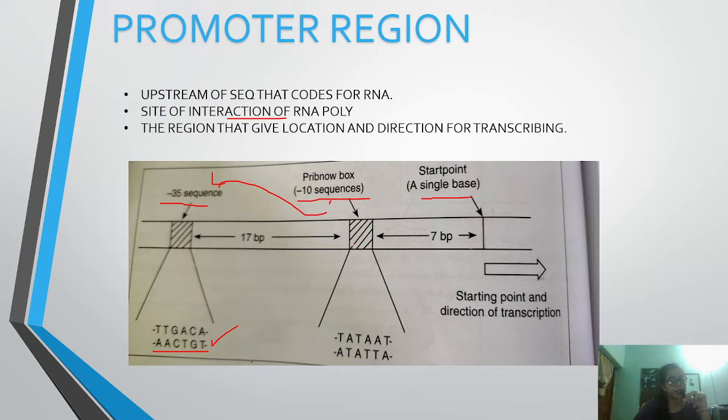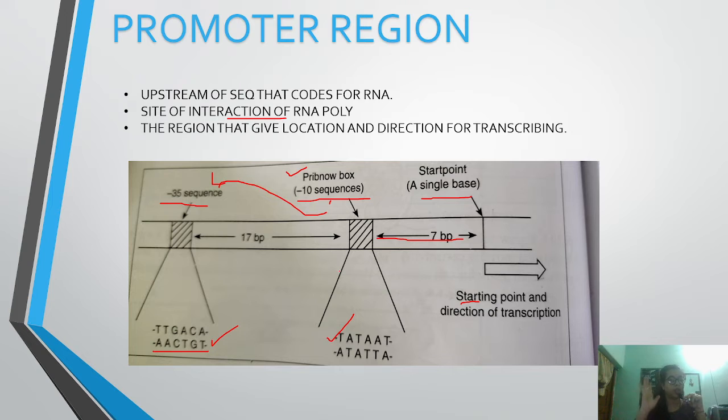And at the minus 10 sequence, a pribnow box is present, which is also known as the TATA box. The TATA box is responsible for the recognition of the RNA polymerase, and the RNA polymerase will come and bind here in this TATA box. This is very important. In this TATA box, the RNA polymerase will bind, and you can see here the starting point and the direction of transcription. As the RNA polymerase gradually moves in this direction, when it reaches this start point, the process of transcription will begin. So the TATA box is responsible for the recognition or binding of the RNA polymerase.